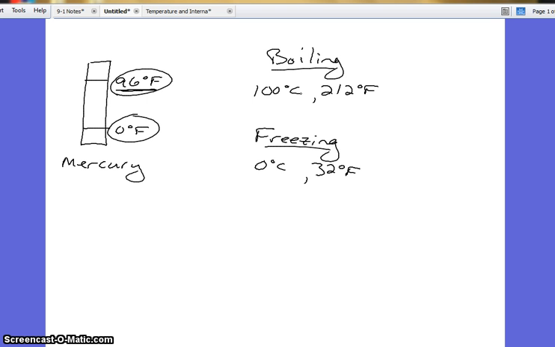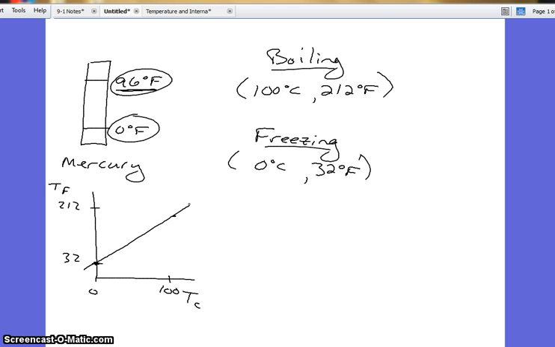And now what we need is a relationship between these two. How do we convert back and forth? What we see is we have 2 points that we can plot onto a graph. TF for Fahrenheit, TC for Celsius. The first point is the freezing point, which is (0, 32). The second point is the boiling point, which is (100, 212).